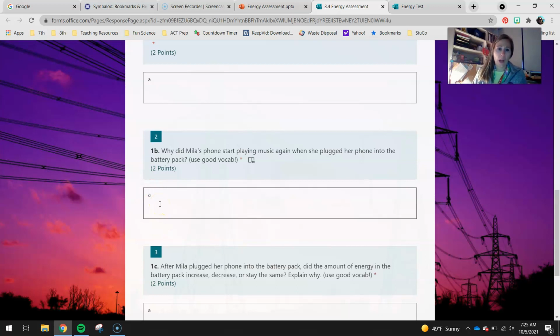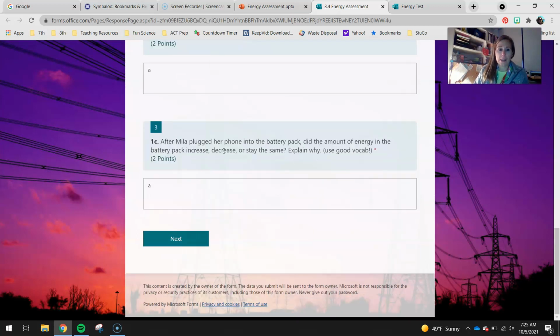Okay, I just plugged in answers so I can move on to the next section, so you can ignore those. Okay, 1B. Why did Mila's phone start playing music again when she plugged her phone into the battery pack? You guys need to use good sciencey vocab on that. Think of some of the vocab we've learned in this unit. How can you incorporate that?